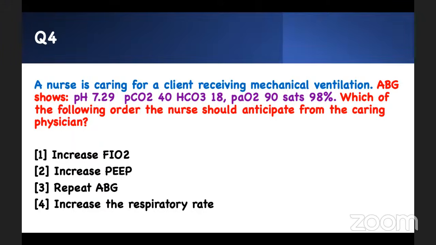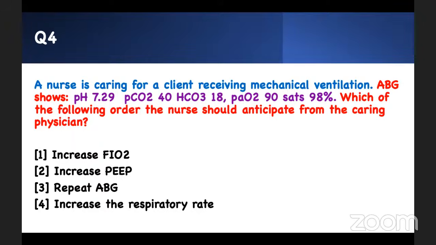This is the ABG. Do you know how to solve ABG? And I want you to check Adapt in class. pH of 7.2, PCO2 of 40, bicarb of 18, PO2 of 90, SAT of 98. What will be the acid-base information here? What do you think that is?